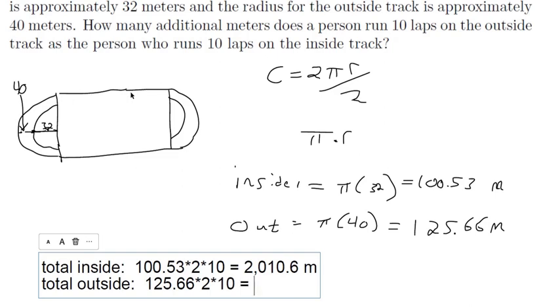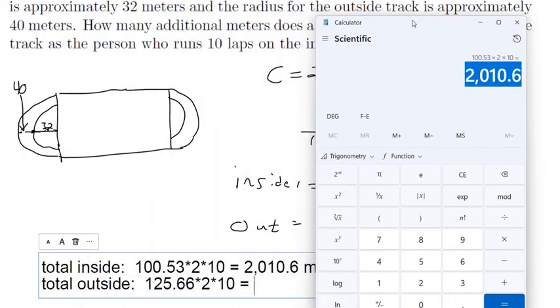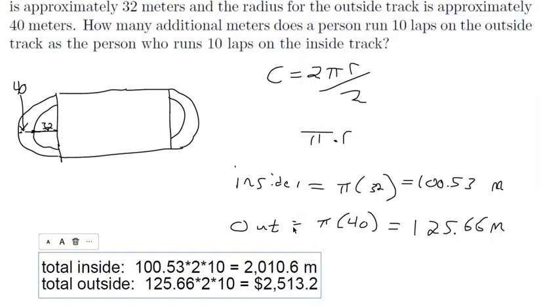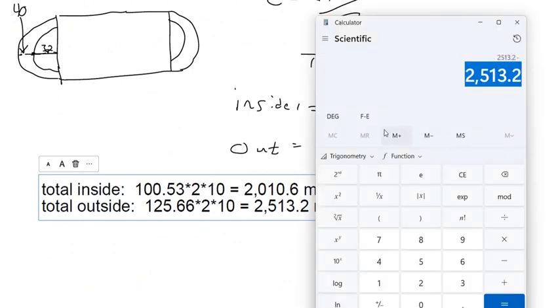And again, remember, we're not doing anything with these because they're both running the same amount. So we're just dealing with the lengths of the curve. If you knew those distances, you could certainly add them in, but it's just adding more work to yourself. Okay, so total, it looks like the outside track is about 502 meters more.